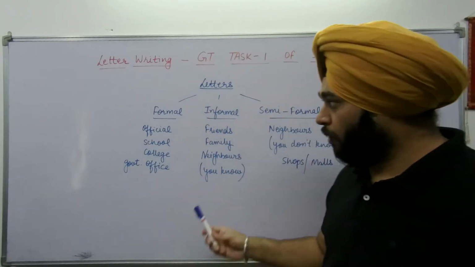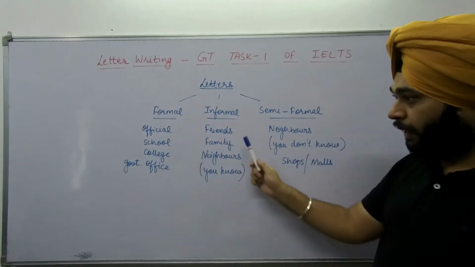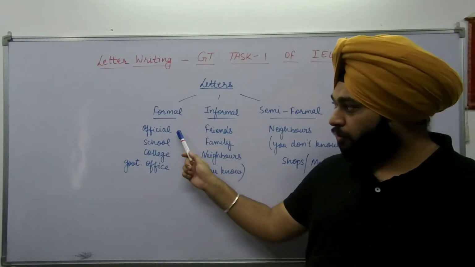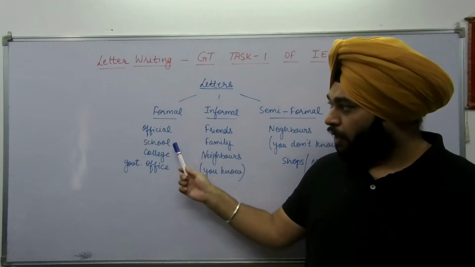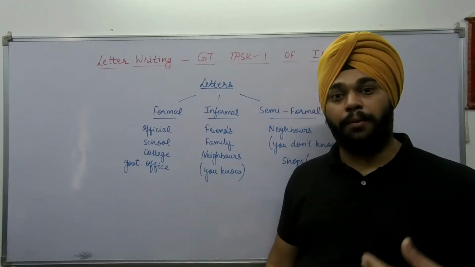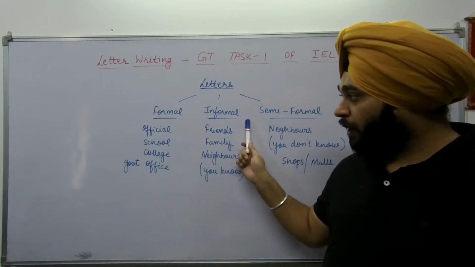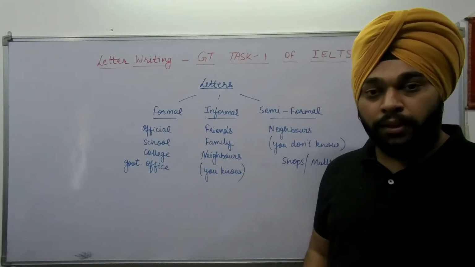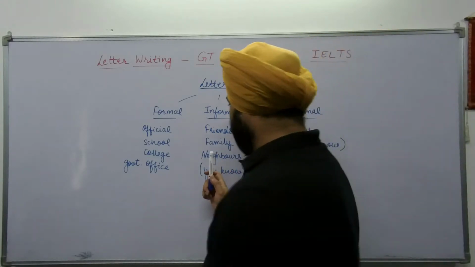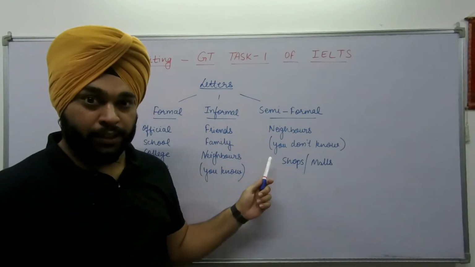If you can see, the letters are of three types: formal, informal and semi-formal. Formal letters are those when you write to any official thing, like a government office, or it can be your office, or your friend's office, or school and college. Informal letter is when you write to your friends, your family members, the neighbors you know. Now, there is a third category. The third category is semi-formal letters.